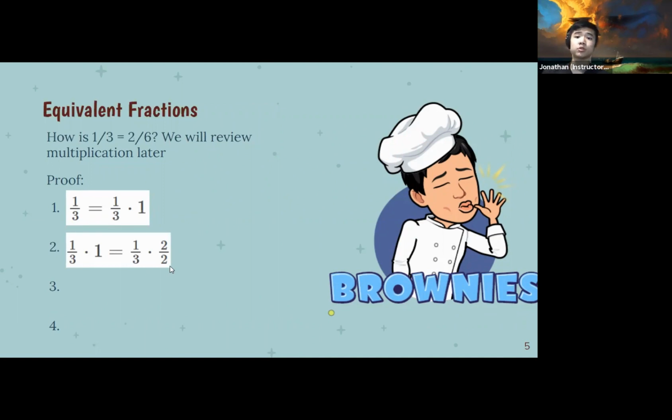Well, 2 divided by 2 is 1, right? So I could do 2 over 2. So 1/3 times 2 over 2 is equal to 1/3 times 1, which is equal to 1/3. So nothing's changed. I did not change 1/3. 1/3 times 2 over 2 is just 1/3.